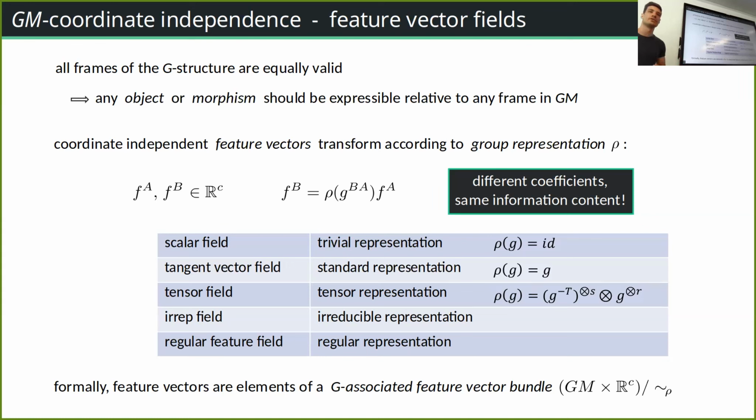We also look at irreducible feature fields for irreducible representations and regular feature fields and whatever you can come up with. And if you know about fiber bundles, maybe it's interesting to know that this corresponds in the coordinate-free setting to what is called a G-associated vector bundle. So if you know about it, you will understand it. Otherwise, just ignore it and think about this thing transforming according to rho of g.